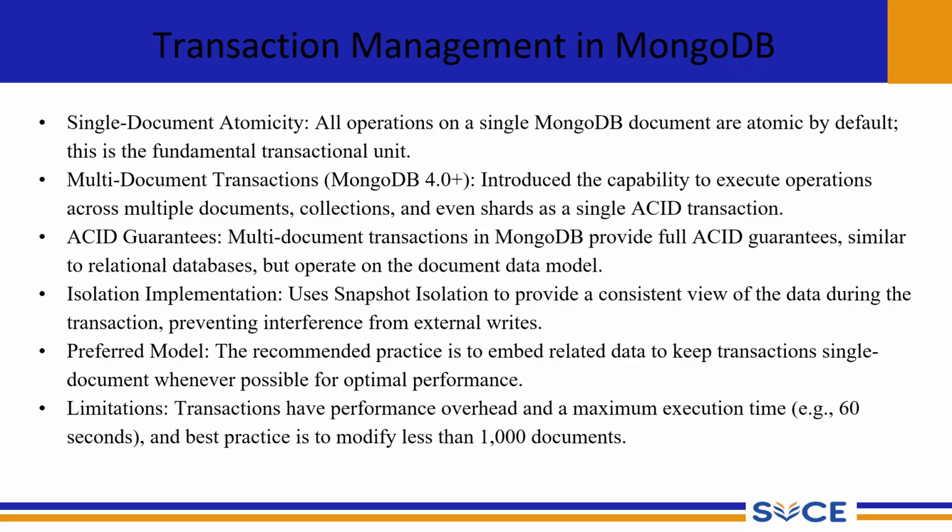All operations on a single document are atomic by default, which is a fundamental unit. Then MongoDB has introduced the capability to execute operations across multiple documents and collections, even sharded, as a single ACID transaction. Multi-document transactions in MongoDB provide full ACID guarantees similar to relational databases, but they operate on the document data level. Isolation is implemented using snapshot isolation, which provides a consistent view.